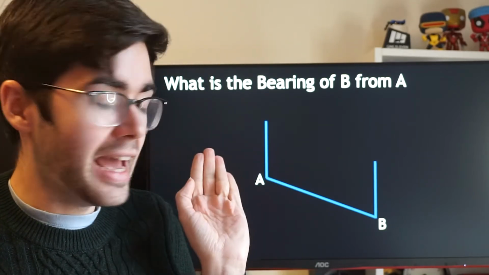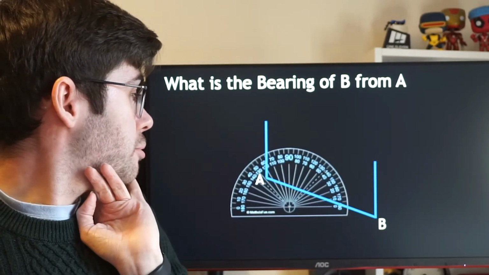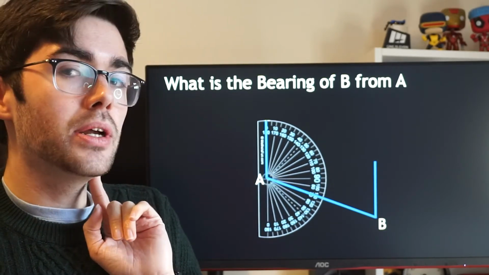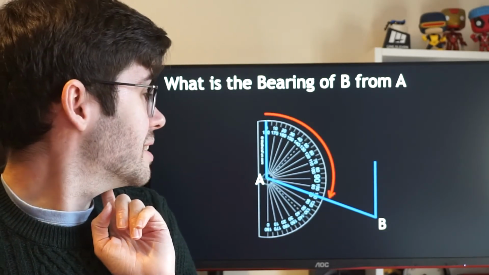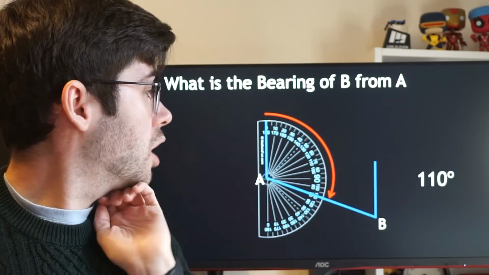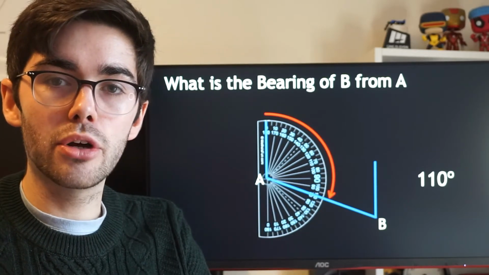So if you're at A, that is the angle we're measuring, this bearing here. We bring in our protractor, we turn it so that 0 is at the north, and then which way do we go? Clockwise, to the right, okay, reading around 10, 20, 30, 40, all the way to 110 degrees. So that would be my bearing. It's got 3 figures, 110 degrees.